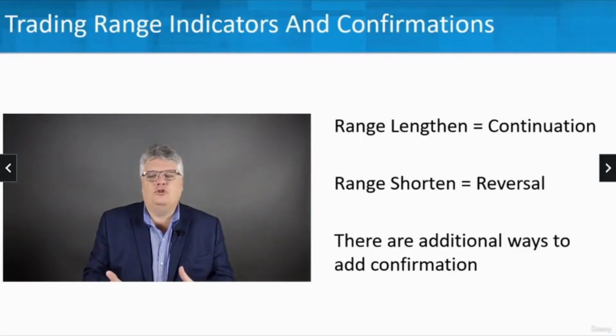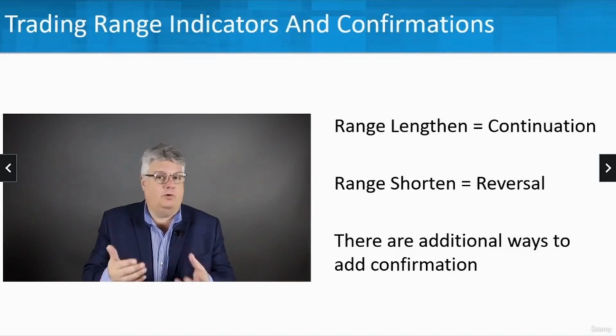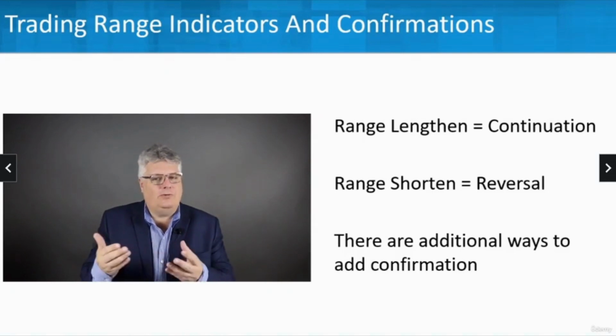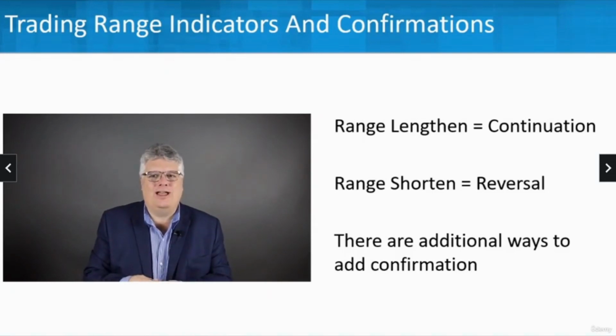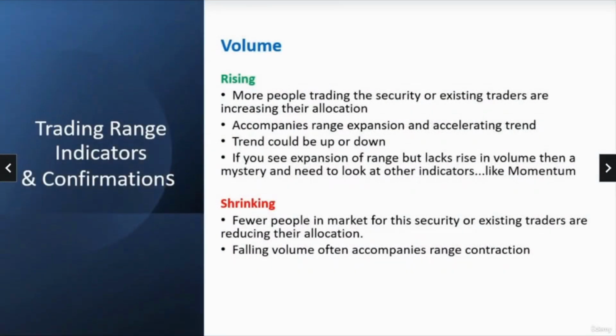In addition to looking at trading ranges and how they could be indicating a continuation of a trend or the reversal of a trend, there are additional ways that we can add confirmation to that. So let's take a look at some of these important ways that we can do that. A very important thing to look at is volume. And volume could be either rising or shrinking. And volume basically is looking at how many transactions, how many trades are happening. Is that going up or is that going down?